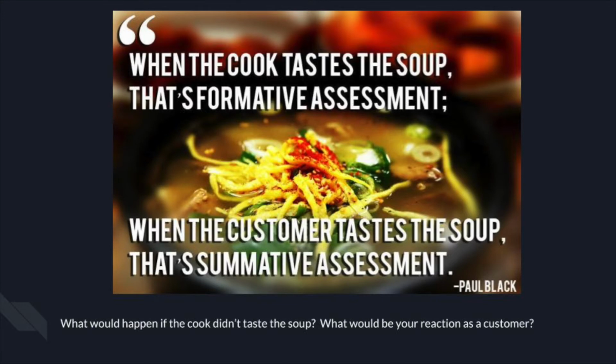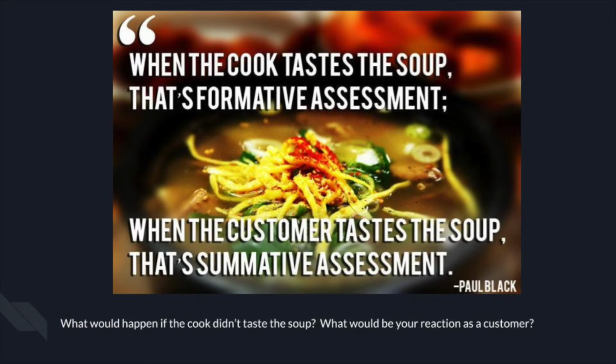What would happen if the cook didn't taste the soup? Think about that for a minute. We see it on like every cooking show that we've ever watched where the contestant gets berated by the judge or the show's host or whatever the case may be because he or she didn't taste what they were cooking. And then if they had, they would have known it was too salty or it was raw or whatever the case may be.